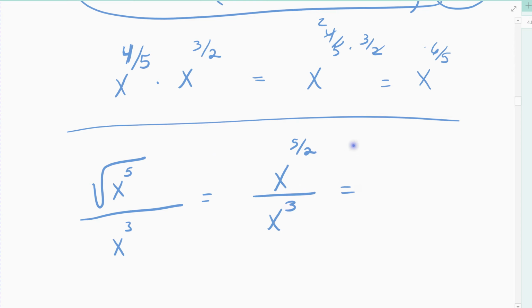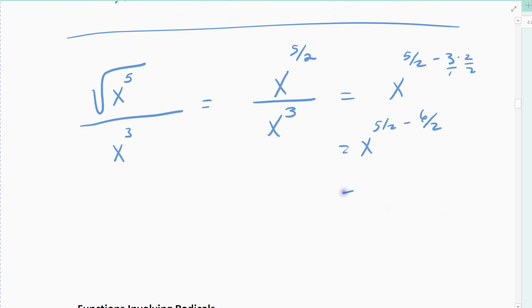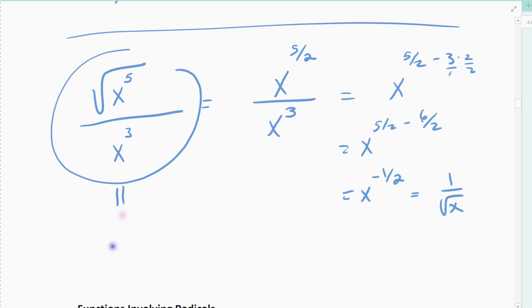Then I use my division property, which is x to the 5/2 minus 3, which again, you can use your calculator, but I can use the fact that I can multiply this by 2/2. So I get x to the 5/2 minus 6/2, and so it's going to come out x to the negative 1/2. And so 1 over x to the 1/2, which simplifies to 1 over square root of x.